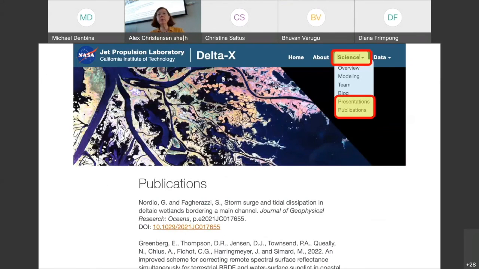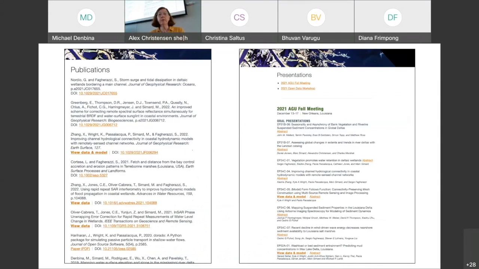So as an example, you go to science and you can look for publications or presentations. If you look at the publications or the presentations, there will be links in some cases to view the data and the model in addition to the DOI for the particular data set. Some of these don't have them. That probably means that they use the pre-Delta X data sets, and it wasn't necessary to provide that data. And then some of them don't have those links because the links are actually in the publications or the presentations.